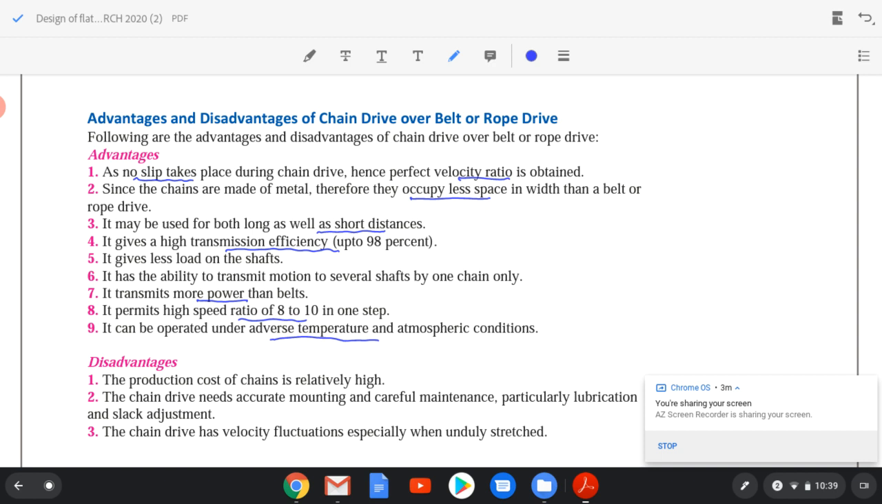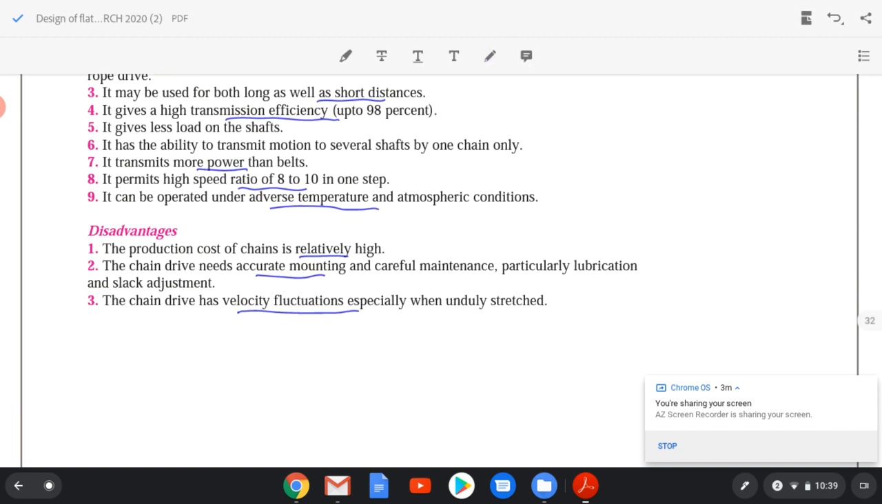However, its production cost will be relatively high and it requires accurate mounting, and chain drive has velocity fluctuations when it is unduly stretched, which makes a large amount of noise in chain drives.